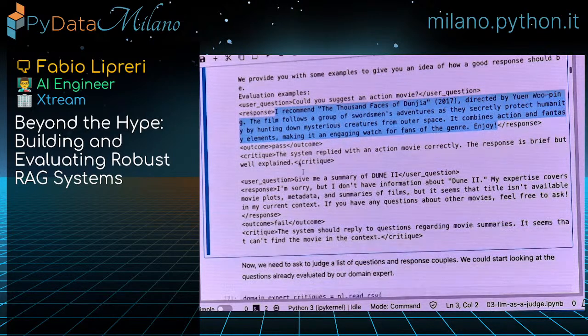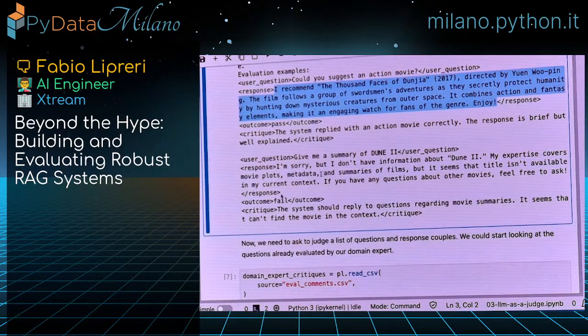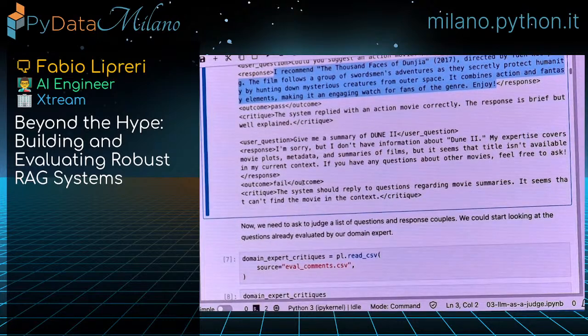Again, another example: give me a summary of Dune 2. I'm sorry, but I don't have information about Dune 2. My expertise covers movie plots, metadata, and so on. Fail. The system should reply to the question regarding a movie summary. It seems that it can't find the movie in the context. So I give 2 examples, but this is a technique called few-shot. You can add whatever examples you want. Why didn't we start with this? We started with the domain expert manually because we need a human to understand what we expect, to understand which examples we should put in our large language model.